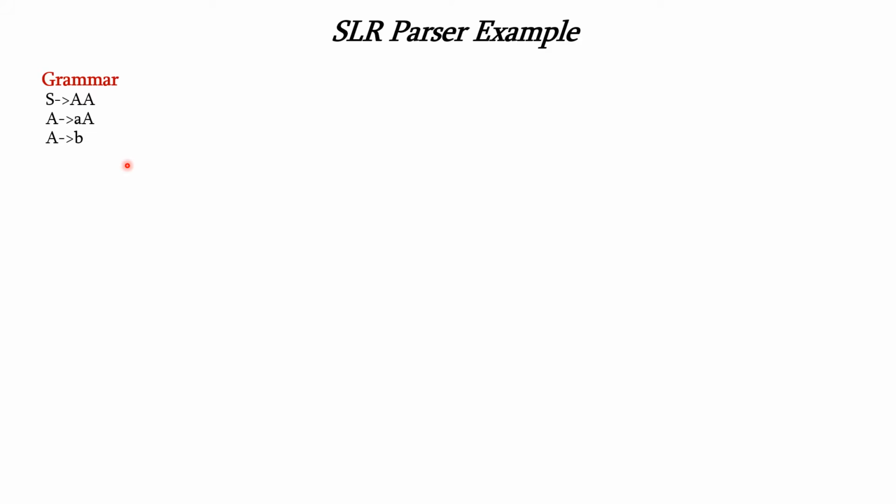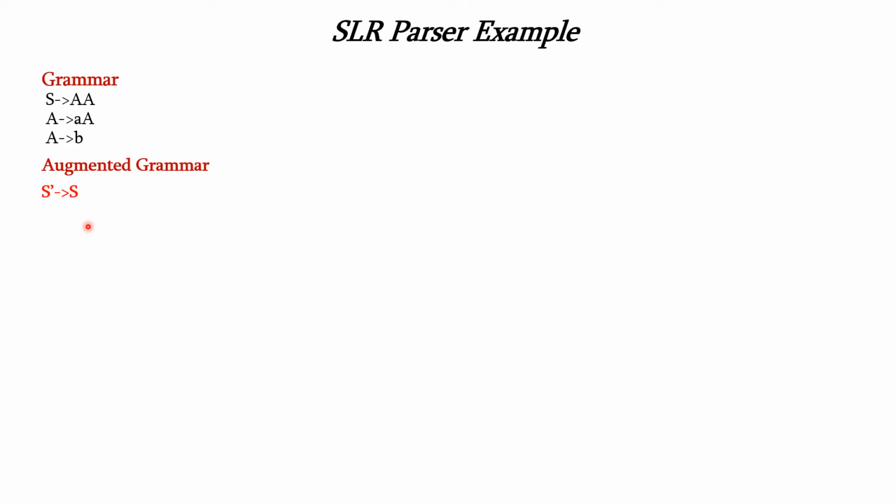So our first step is to create the augmented grammar. For this we have to introduce the augmented production. It contains a newly introduced variable which points to the start symbol. Here the start symbol is S. So we can write the augmented production as S' → S. S' is the newly introduced variable and S is the start symbol.